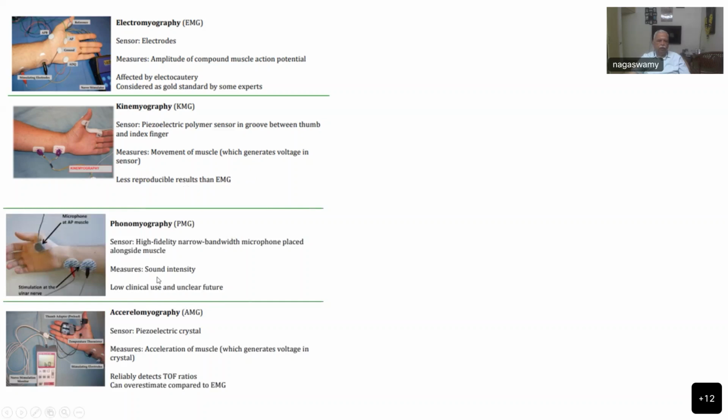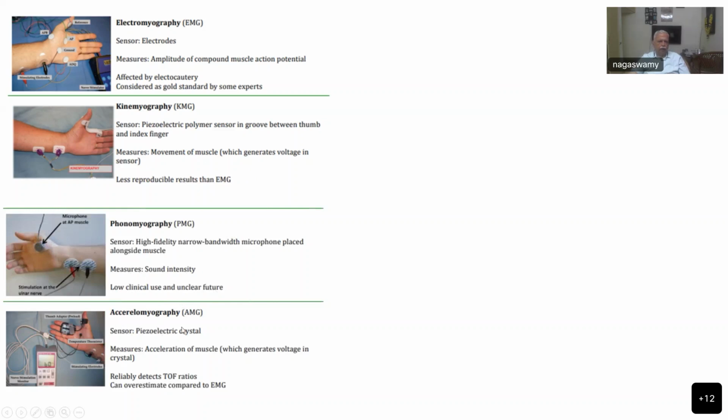And in phonomyography, there's a high fidelity, narrow bandwidth microphone placed alongside the muscle. You can see this is the sensor containing the microphone, which is placed on the thenar eminence muscle, and it measures the sound intensity, with low clinical use and unclear features.